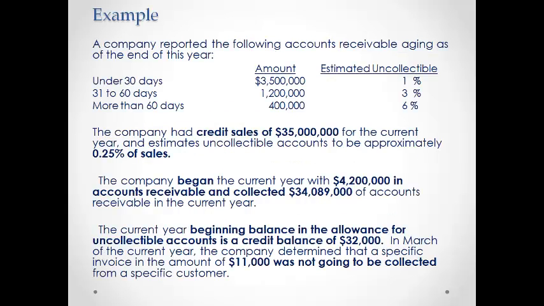Please take a moment to read through this example. Notice the information that is in bold. This is the information that is required to record transactions related to accounts receivable and bad debt expense. You may want to write down the key information.